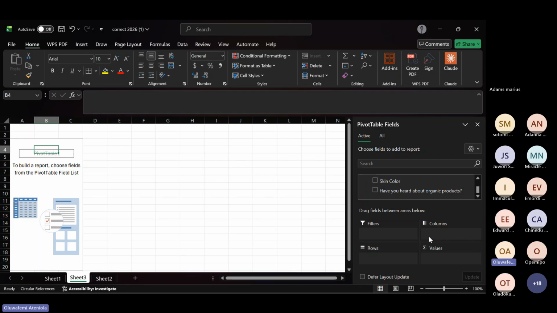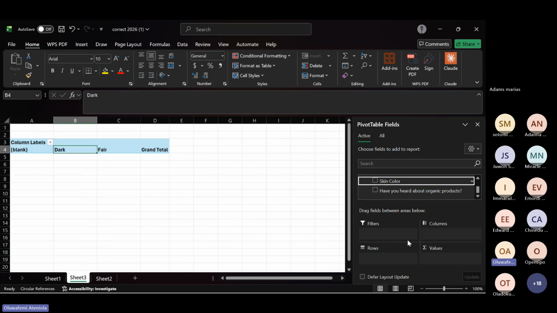So when you put something in columns while designing your pivot table, it means that you want your output to be spread across columns. Rows, on the other hand, means I want my values to be spread across rows. So this is a typical example. If I move the skin color and drag it into columns, can you see the distinct columns we have here?